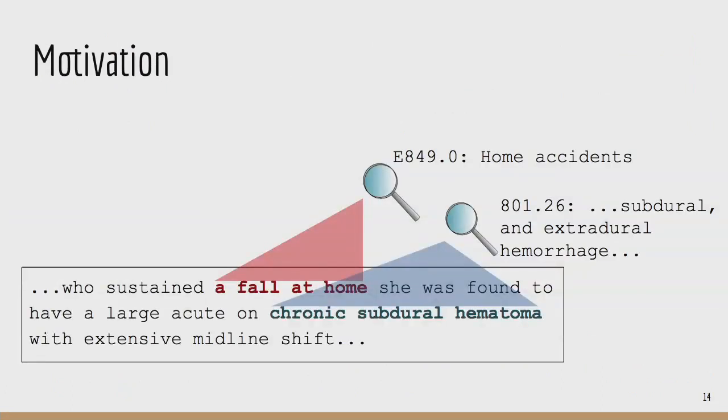Our motivation when we were designing an architecture for this task was the hypothesis that there would be short relevant snippets of text within the clinical note to indicate the presence of specific labels. So for example, the phrase "fall at home" would indicate a home accident. The phrase "chronic subdural hematoma" indicates something very different. So we wanted to use attention to highlight these relevant parts of the input.